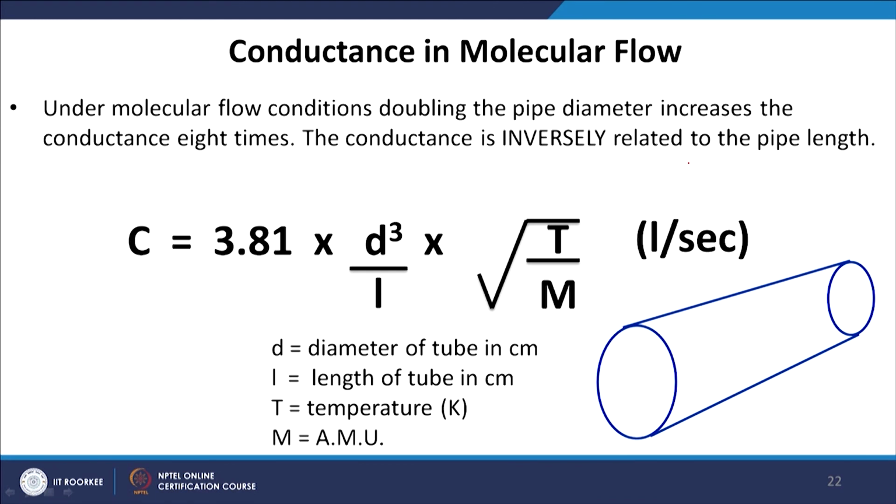Conductance in a molecular flow is given by 3.81 into d cube divided by L into square root of T by m. So, under molecular flow condition, doubling the pipe diameter increases the conductance 8 times, not the 16 times under viscous flow, and the conductance is inversely related to the pipe length.